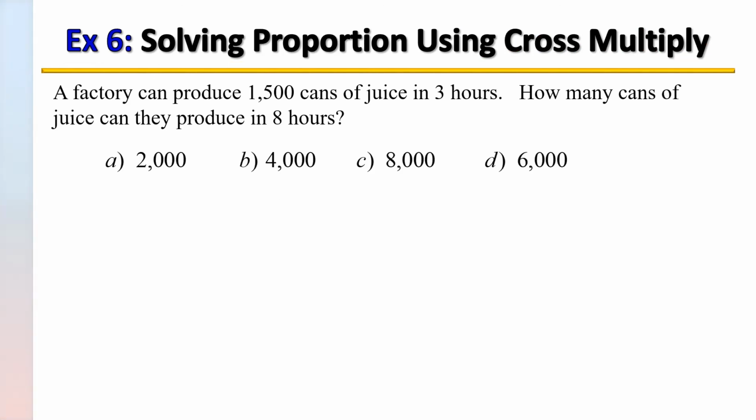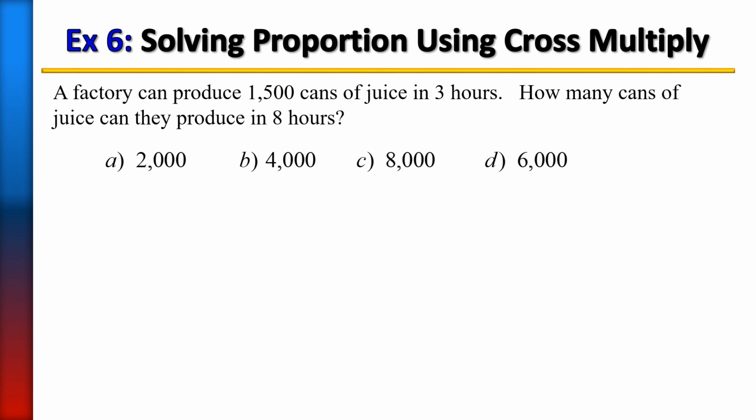And now it's time for one more checkpoint. A factory can produce 1,500 cans of juice in 3 hours. How many cans of juice can they produce in 8 hours? So notice here, in terms of setting up our equation, the first number that is mentioned is the 1,500. That's going to go on top. The second number that is mentioned is 3.